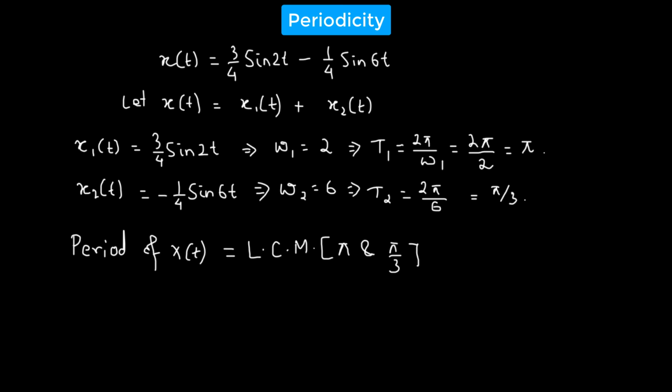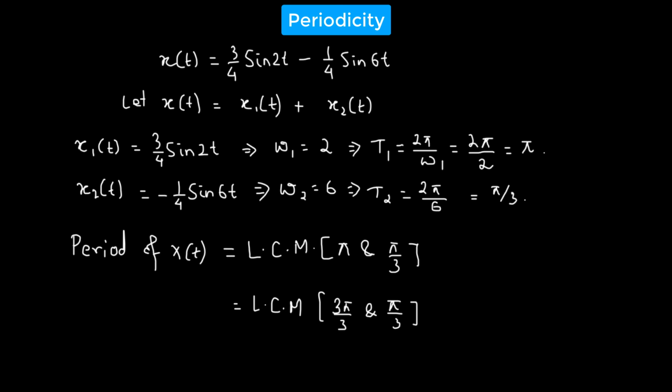Now, how do we determine the lowest common multiple of pi and pi over 3? The trick that I'm going to use here is, we consider the first one, the pi. We're going to multiply and divide it by 3. We are doing it specifically so that it has a denominator exactly equal to the denominator of the second period, which is pi over 3.